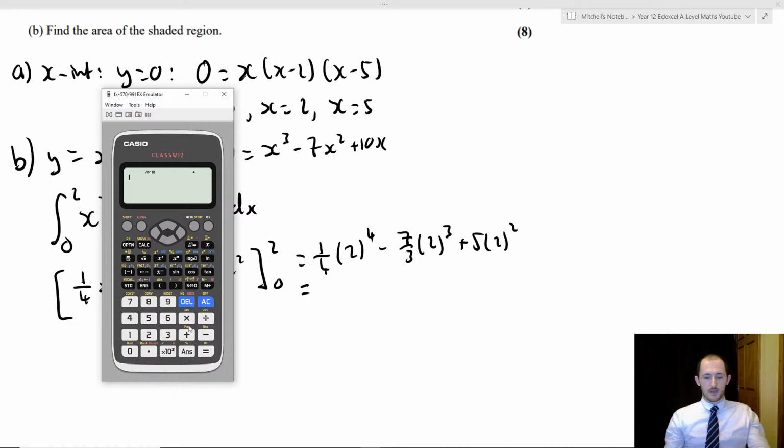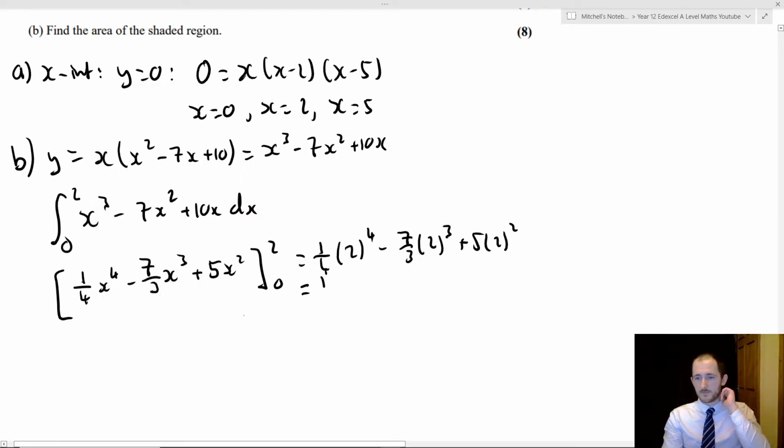So we're going to do a quarter, 0.25, to the power of 4, minus 7 over 3, 2 cubed, plus 5, 2 squared. Looks right to me, so 16 over 3, cool.